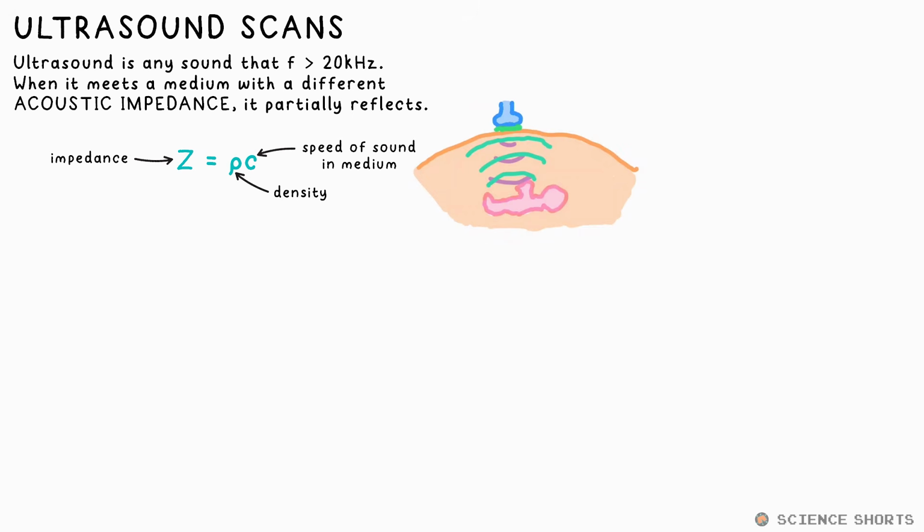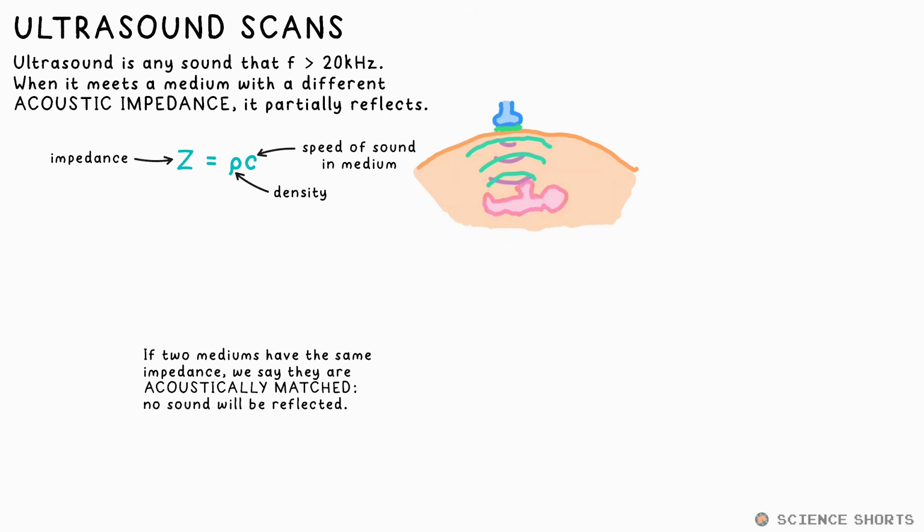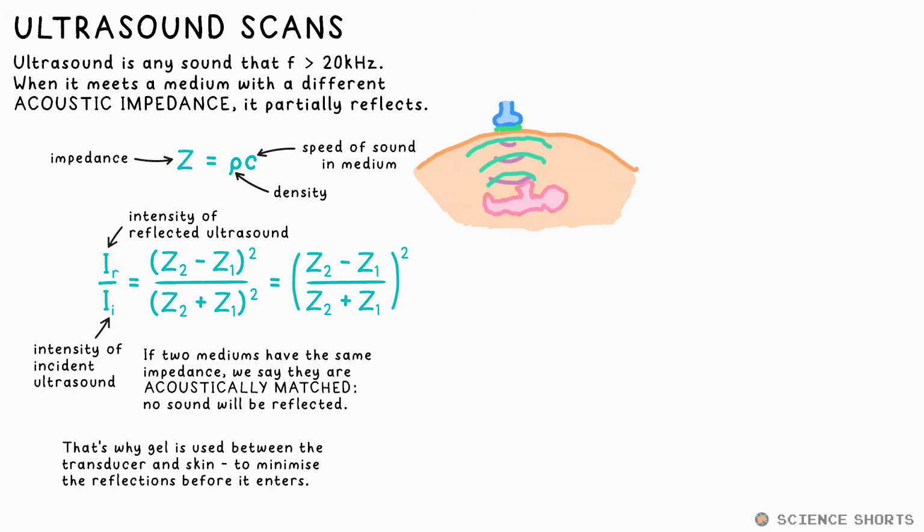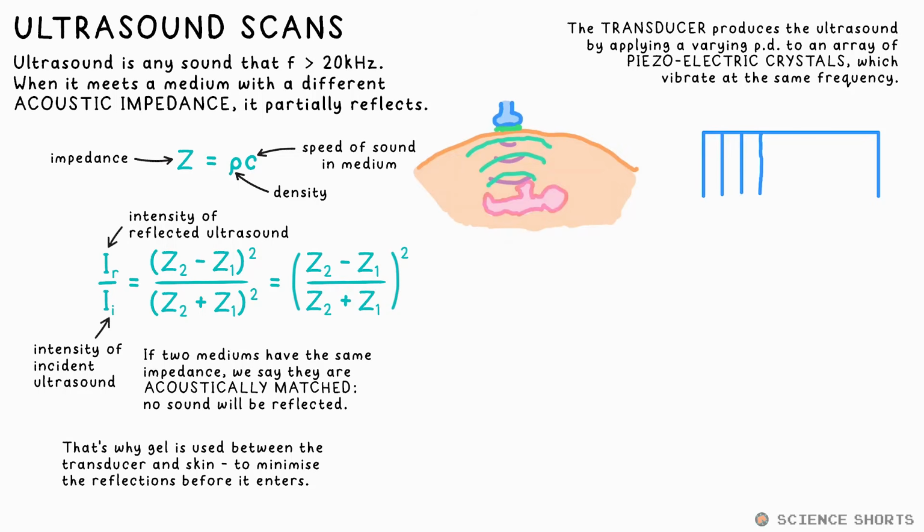The symbol we use for acoustic impedance is Z, and it's just equal to the density of the material, ρ, times the wave speed c. If two mediums have the same impedance, we say they're acoustically matched and no reflection occurs. This is why gel needs to be used between the transducer and the patient's skin to minimize reflection before the waves are inside the body. The ratio of the intensity of reflected wave to incident wave is given by the difference in impedance squared divided by their sum squared. The transducer is what emits the ultrasound and detects the reflected waves.